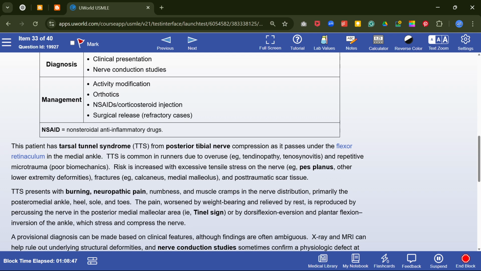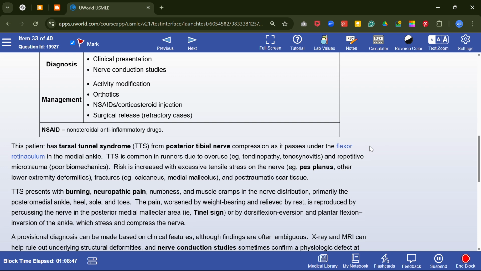This patient has tarsal tunnel syndrome. Tarsal tunnel syndrome is posterior tibial nerve compression as it passes under the flexor retinaculum in the medial ankle. Tarsal tunnel syndrome is common in runners due to overuse.